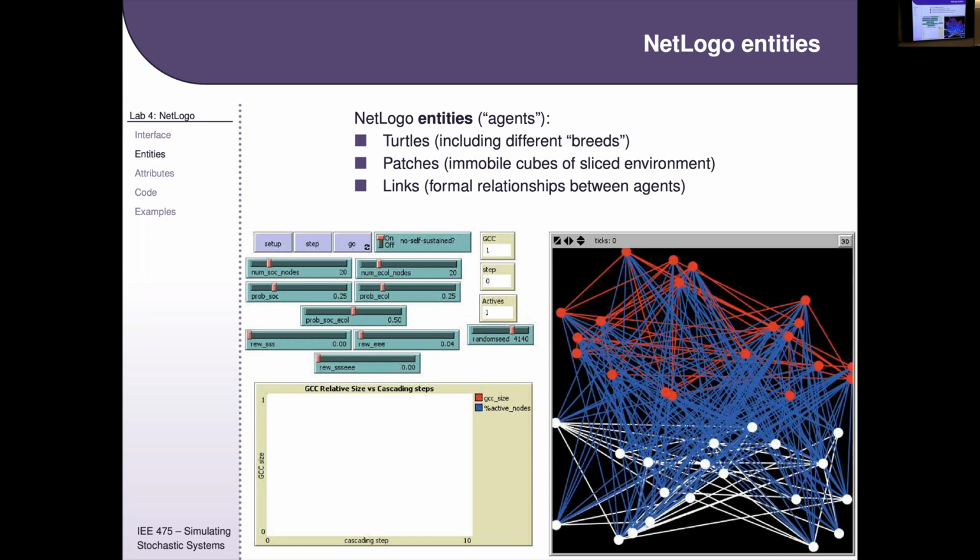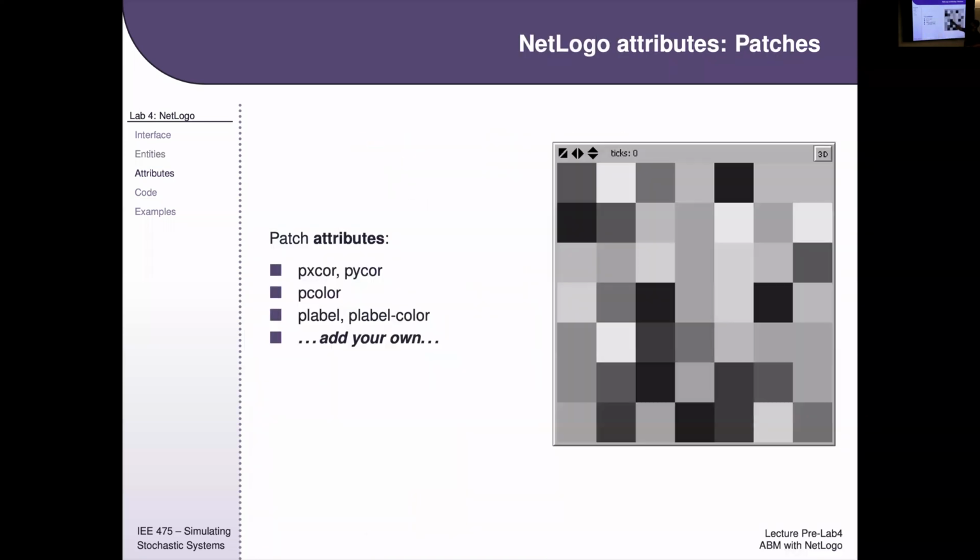And then you can break those links. So these are the 3 kind of entities that you can use when you're creating models for whatever purpose. You don't have to use them all, but these are some of the degrees of freedom that you have. Within those, each patch has certain attributes automatically attached to it: its X coordinate, its Y coordinate, its color. You can associate a label with it and a label's color.